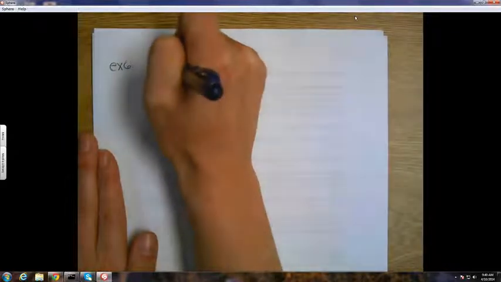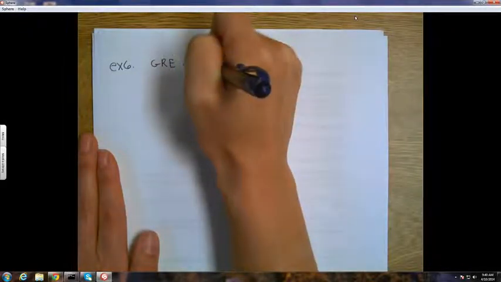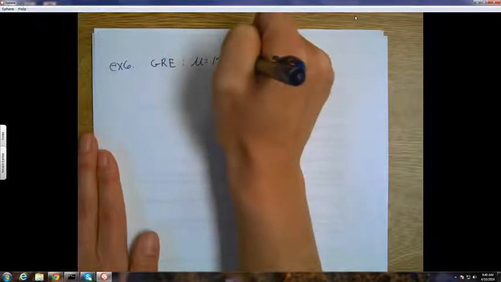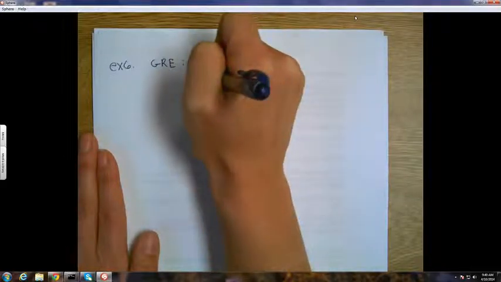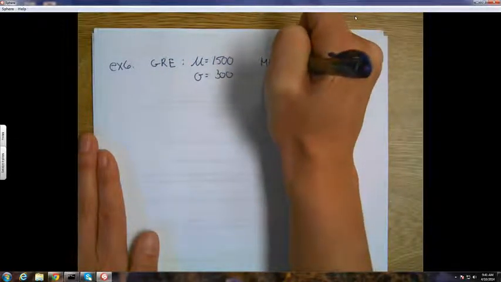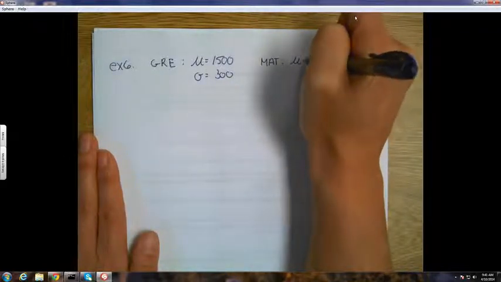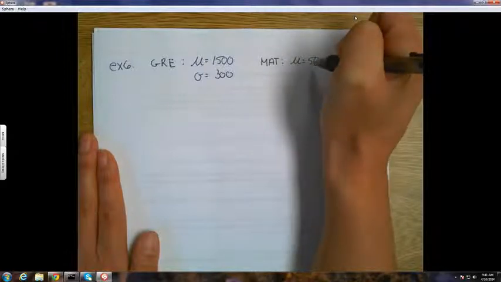The GRE scores are obviously normally distributed. The GRE average score is 1,500 with a standard deviation of 300. The MAT, Miller Analogy Test, the average score is 50 and the standard deviation is 5.